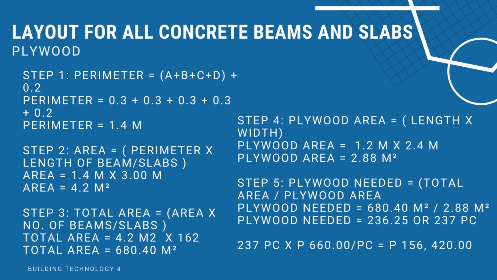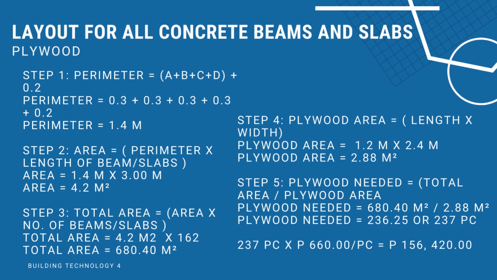Next is the layout for all concrete beams and slabs. To calculate for the plywood needed, step 1 is to get the perimeter. So the same as the columns. 0.3 plus 0.3 plus 0.3 plus 0.3 plus 0.2, the perimeter is 1.4 meters. Step 2 is to get the area, we multiply the perimeter and the length of the beam and slab. So area is equal to 1.4 meters times 3 meters, which is 4.2 square meters.